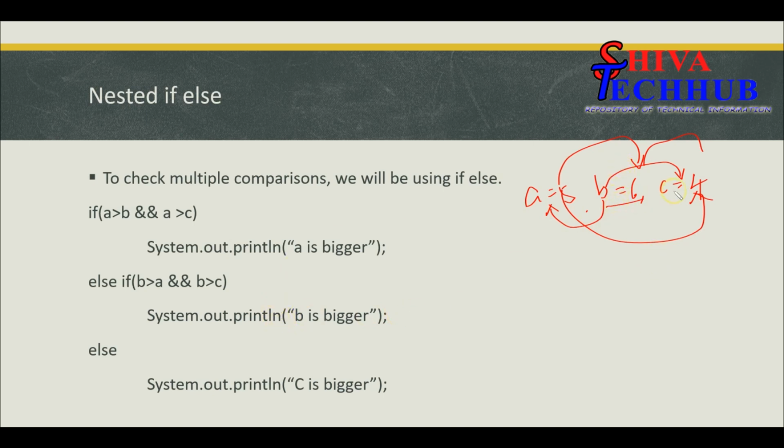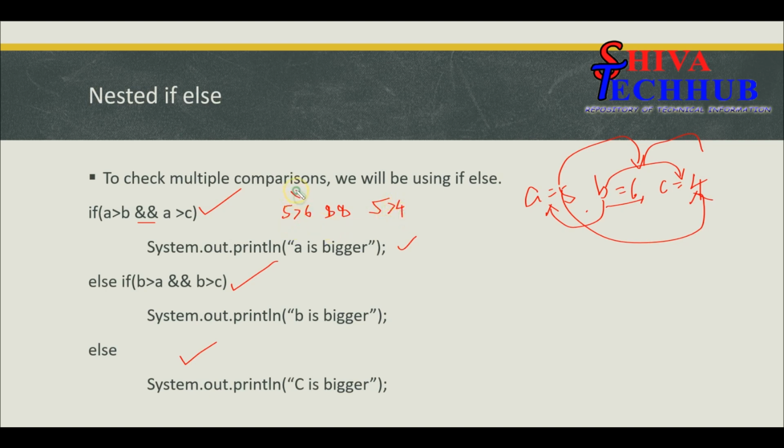Since we are using it for three variables, if two of the conditions are not satisfied, then automatically the third will become the biggest of all three numbers. So let us try to understand it. If a greater than b, which is nothing but 5 greater than 6, and here you are checking two conditions with double ampersand, right? These two conditions should be true for this block to be executed. So 5 greater than 6 and a greater than c, 5 greater than 4, right? Is it true?